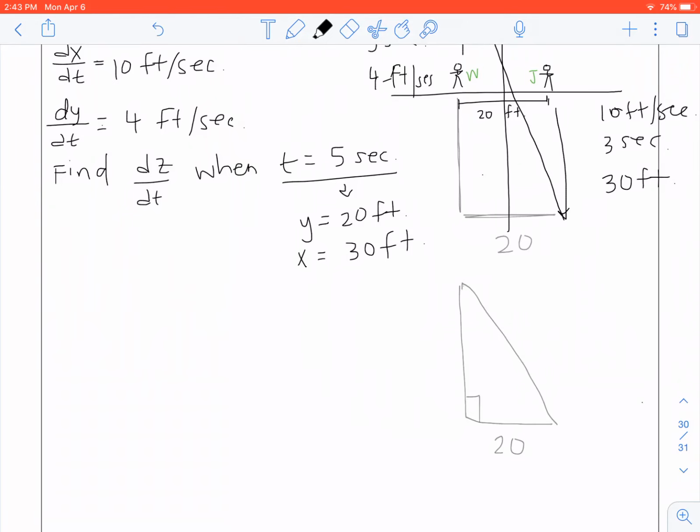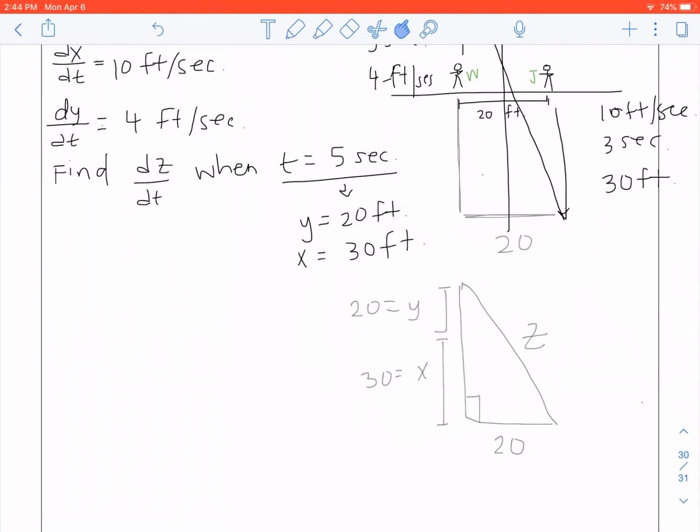The diagonal distance that we had there is z. We have our distance at the top and a distance at the bottom. That distance at the top was the distance that the worker was walking, and we called the worker y. And the other vertical distance is the jogger's distance, which we're calling x. And so we know at time 5 seconds that x was equal to 30 and y is equal to 20. So we can actually figure out that distance of z.